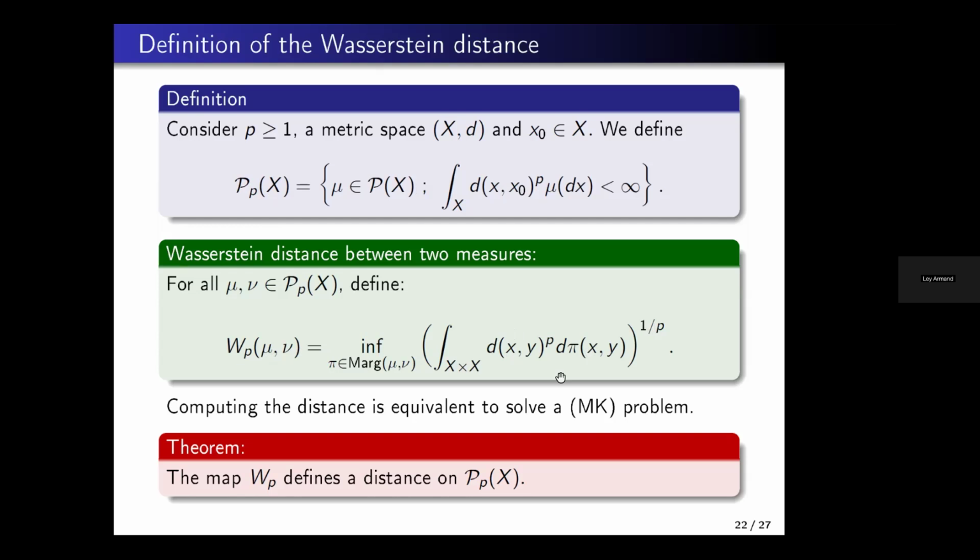So this Wasserstein distance is really a distance. It gives a way to measure how far mu is from nu. So it defines a distance on the space of probability measures that have a finite p moment. Okay, you have to verify that, it's not trivial at all, especially the triangular inequality.